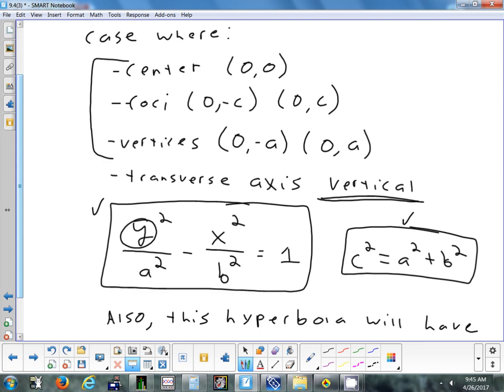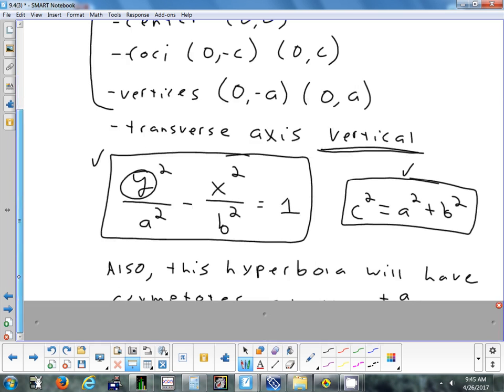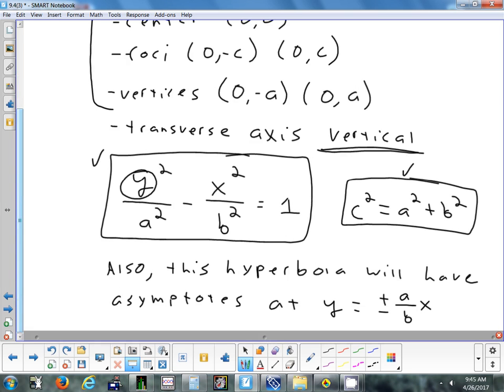So for the foci and the vertices, you're just typically switching? Yeah, the 0 is now the first coordinate instead of the second. That's what makes it vertical. Now, what was the slope of our asymptotes when it was the other way? It was B over A. This is A over B.